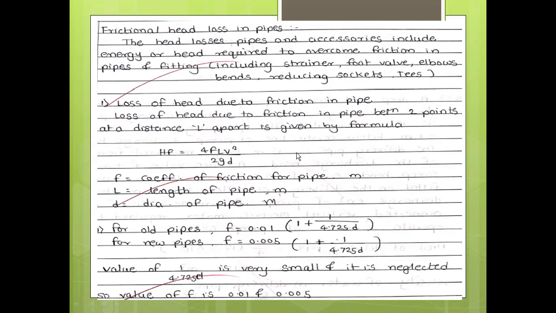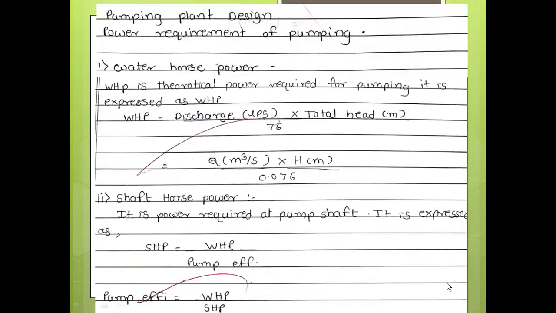For old pipes, the value of F is 0.01 into 1 plus 1 upon 4.725 into D, and the value of F for new pipes is 0.005 into 1 plus 1 upon 4.725 into D. The value of 1 upon 4.725 into D is very small and it is neglected. So the value of F is assumed to be 0.01 and 0.005.